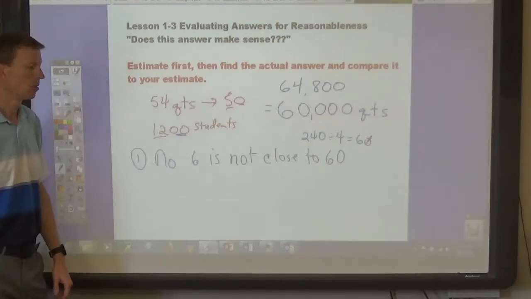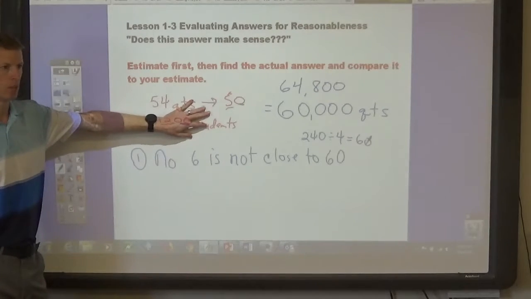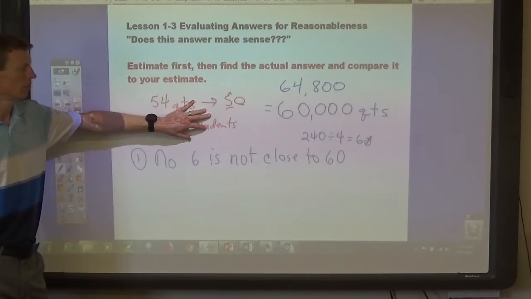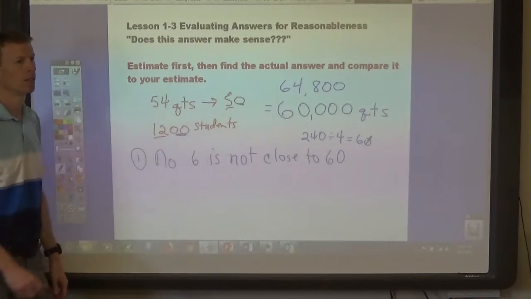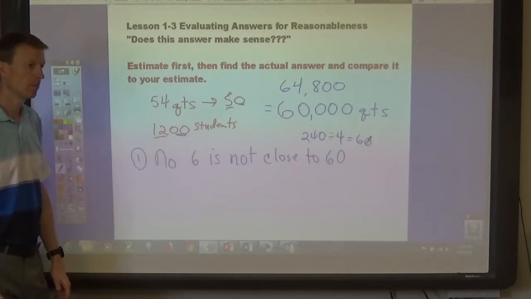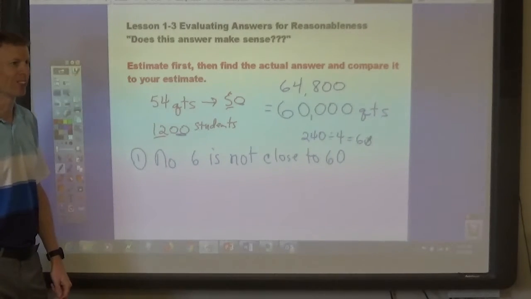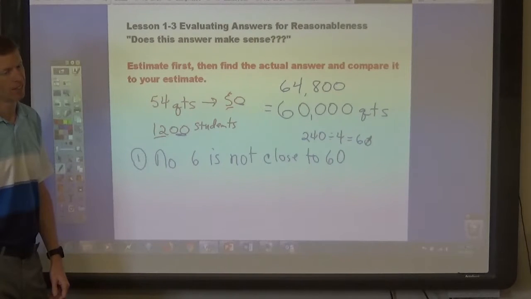No, 6 is not close to 60. Right. This explains your answer. This proves your answer. Okay? So we're gonna write no, 6 is not close to 60 in our homework, and then I'm going to tell you what other ones we're going to do. Addie? Can we just say no, it's not close to 60, or do we have to show all of that?